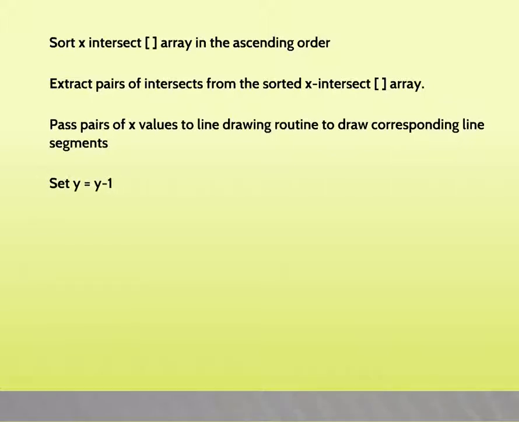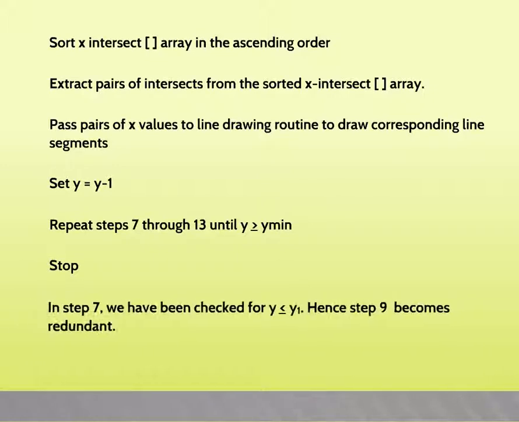Set y equal to y minus 1. Repeat steps 7 through 13 until y is greater than or equal to y minimum. Stop. In step 7, we have checked for y less than or equal to y1. Hence, step 9 becomes redundant.